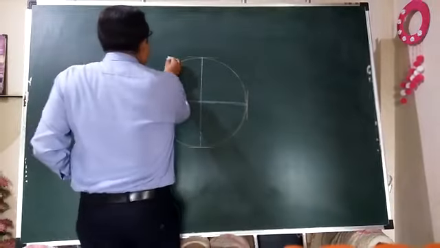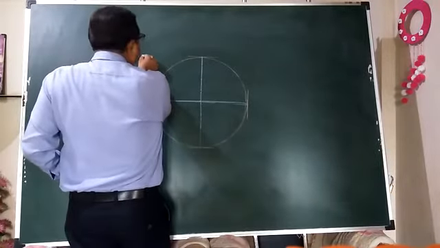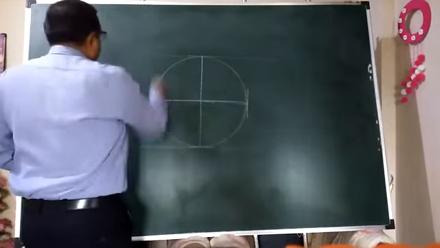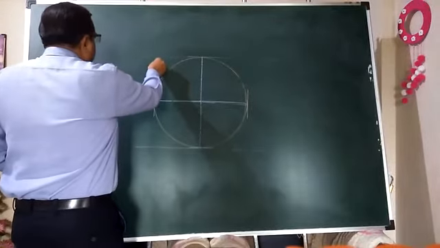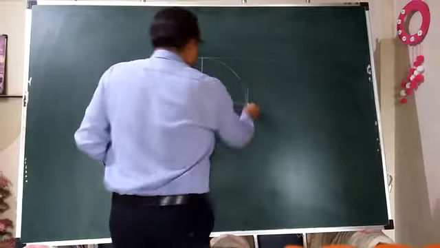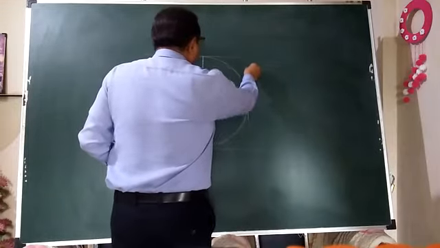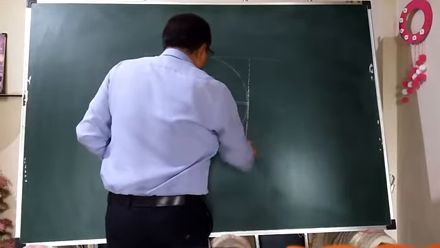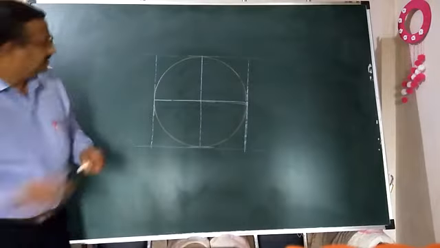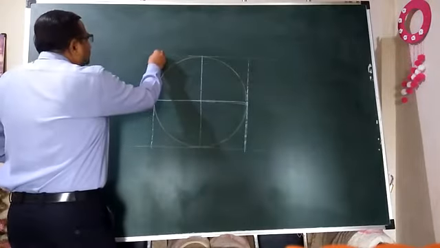Use construction lines. These extension lines should be very, very faint. Initially, just faint lines you have to construct. Okay, vertically again, this extension. Yes, this also you have to extend in upward as well as downward direction, so that ultimately the desired solution will be available for us.